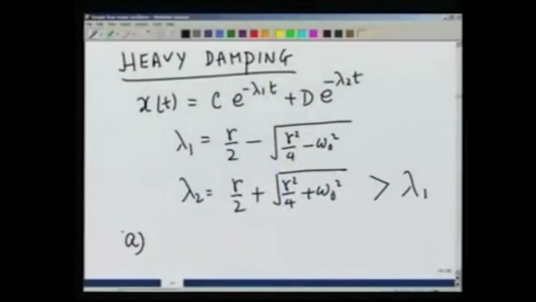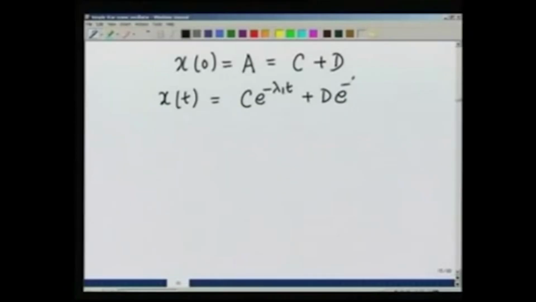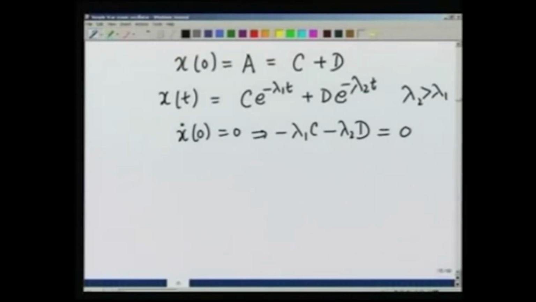So, let me take case 1, where I take this spring mass system, stretch it and leave it, and let us see how the motion looks like in that case. What I am given is that x at 0 is equal to some value a, which from the general solution is going to be c plus d. Recall that my general solution x(t) is equal to c e raised to minus lambda 1 t plus d e raised to minus lambda 2 t, lambda 2 greater than lambda 1. And since x dot at time t equal to 0 is 0, this tells me that minus lambda 1 c minus lambda 2 d is going to be equal to 0. These are two equations that give me the coefficients c and d.